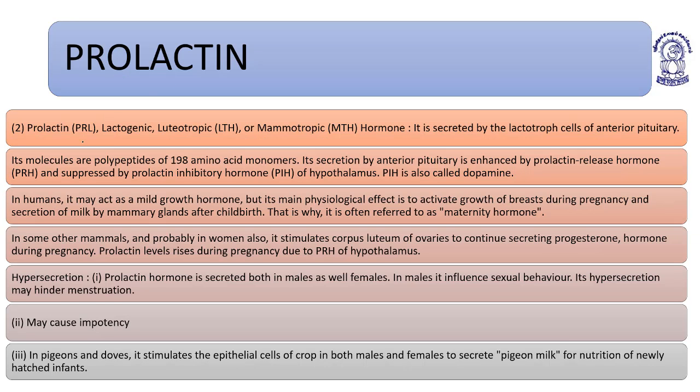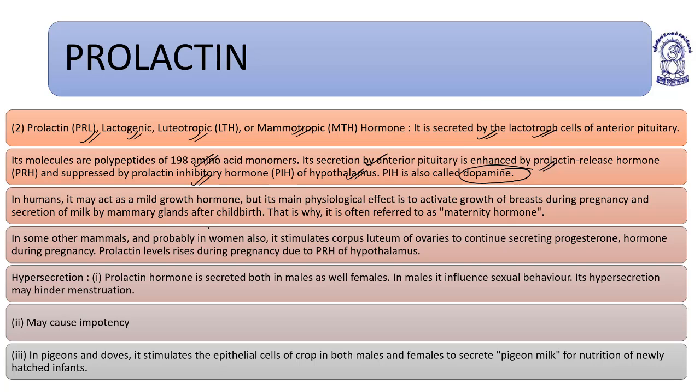Prolactin. Prolactin, PRL, is a lactogenic hormone, also known as luteotropic hormone, also known as mammotropic hormone. It is secreted by the lactotroph cells of anterior pituitary. The molecules are polypeptides and they are a chain of 198 amino acid monomers. Its secretion by anterior pituitary is enhanced by prolactin releasing hormone or PRH and suppressed by prolactin inhibitory hormone of hypothalamus. PIH is also called dopamine because dopamine is antagonistic to prolactin.